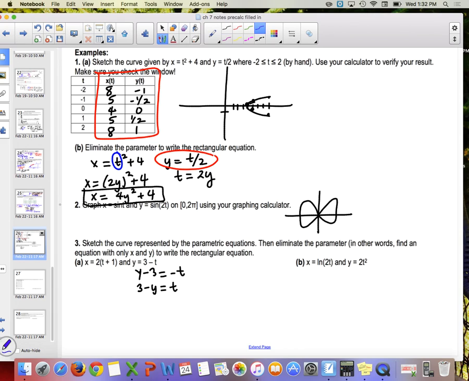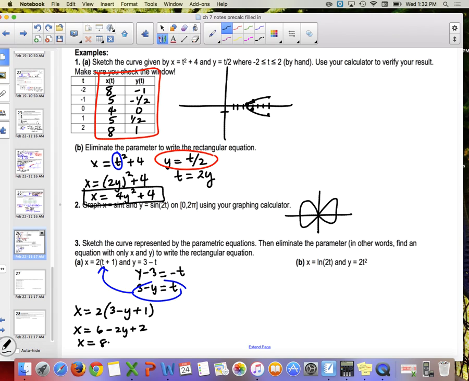Once you do that, you go back to your other equation and replace your t. So your t is going to be replaced by 3 minus y, plus 1, like that. So we get x equals 6 minus 2y plus 2.